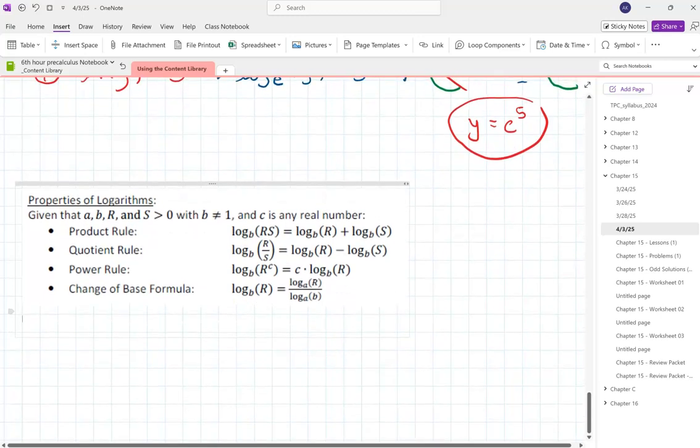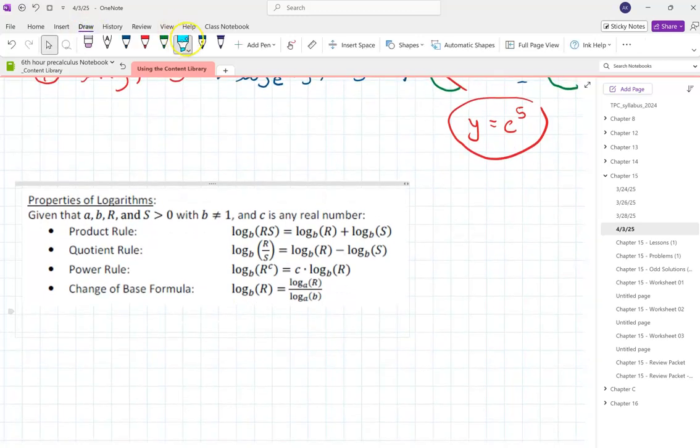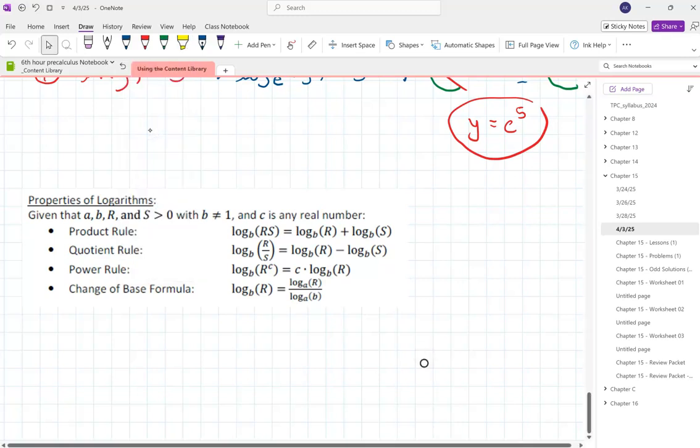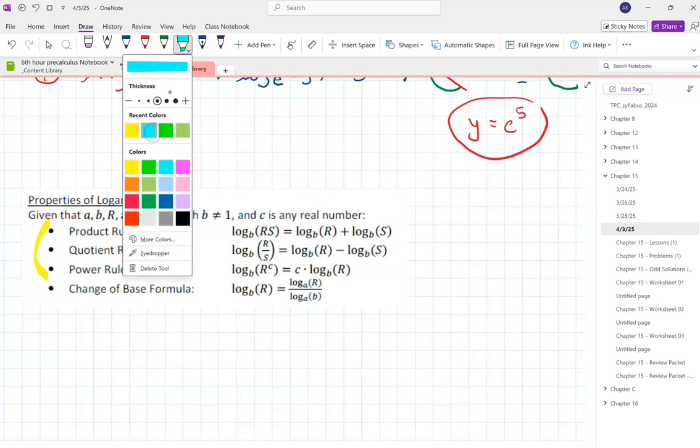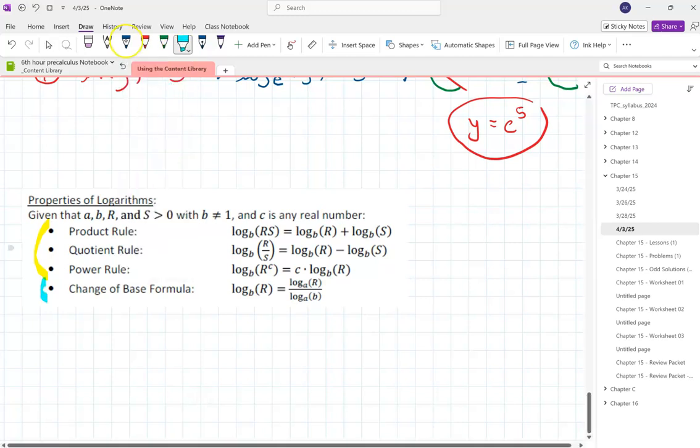So I present you with these 4 properties of logarithms. Now the first 3 are really the main 3 that you'll use. The 4th one here, while still occasionally useful, is no longer as useful to you as it was to the student pre-graphing calculator or even pre-scientific calculator.